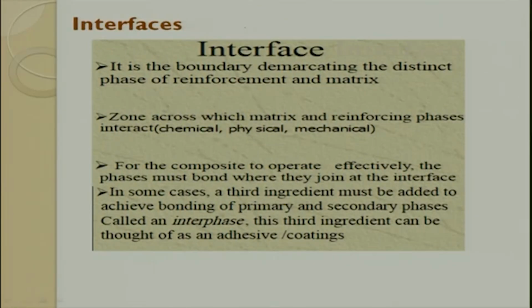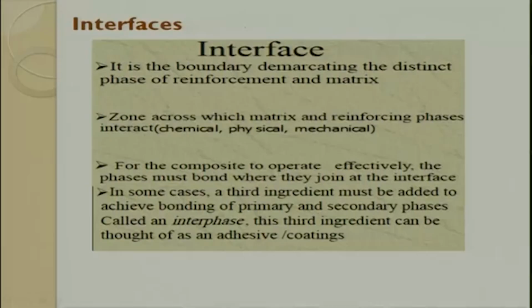I already discussed this interface, I will reiterate the same thing. Interface is very important because if you want to control crack propagation, basically you have to enhance the interface property. It is the boundary demarcating the distinct phase of the reinforcement and the matrix. This is a zone across which the matrix and the reinforcement phase interact. The interaction can be chemical, it can be physical, it can be mechanical. Mechanical means it can be through mechanical locking, right.